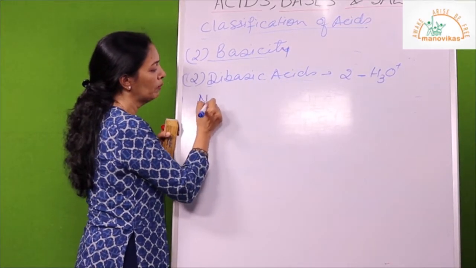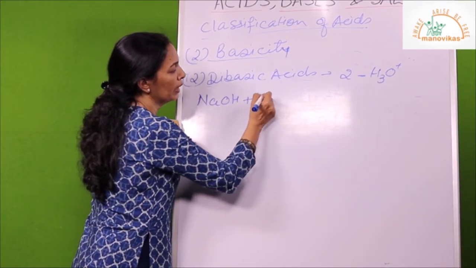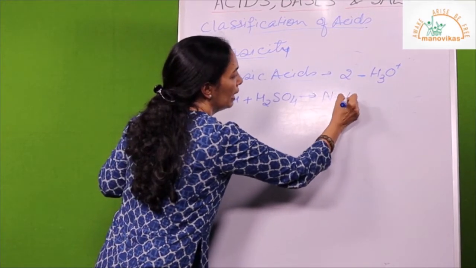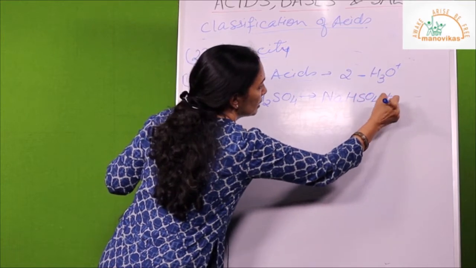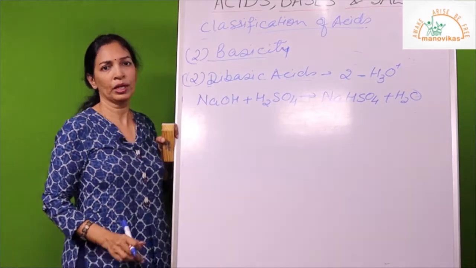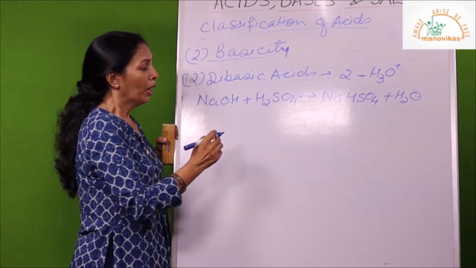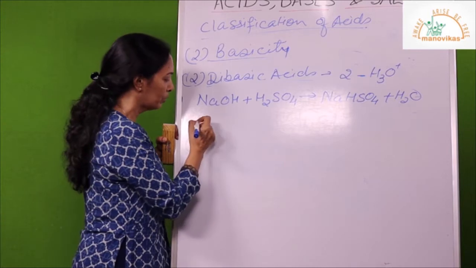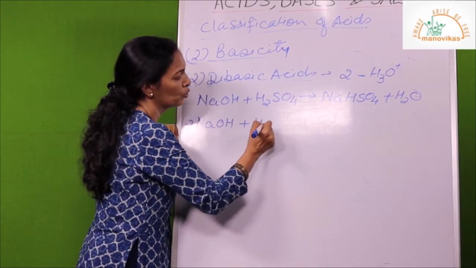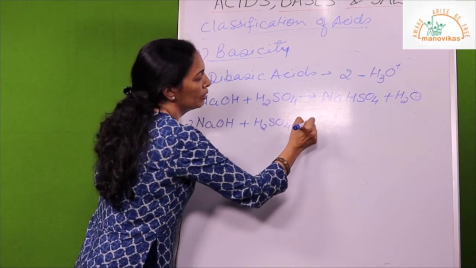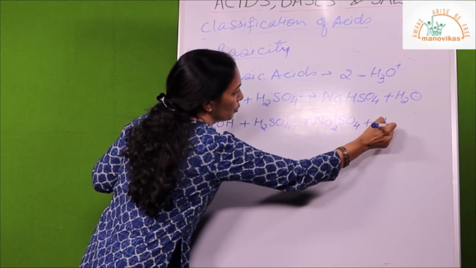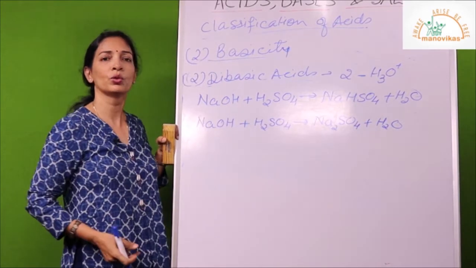Let us suppose sodium hydroxide is reacting with H2SO4. Now it will give first NaHSO4 plus H2O, sodium hydrogen sulfate. Okay, this is an acid salt. If there is more sodium hydroxide, then in another step you can write it as reacting with NaHSO4, it will form Na2SO4 plus H2O. So this is a normal salt, sodium sulfate.